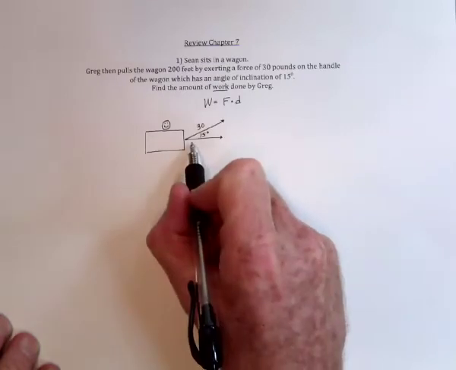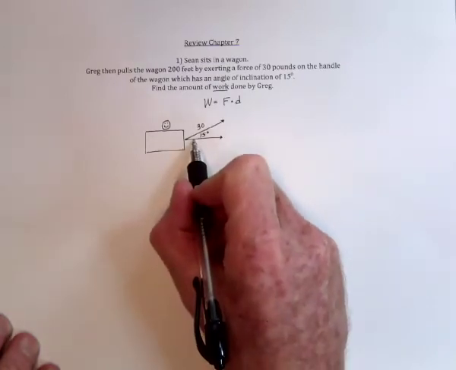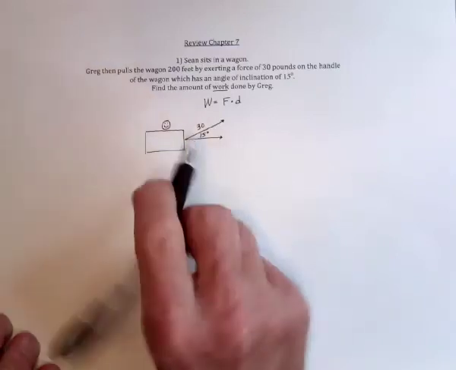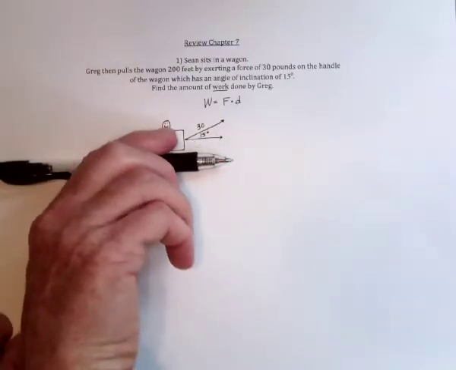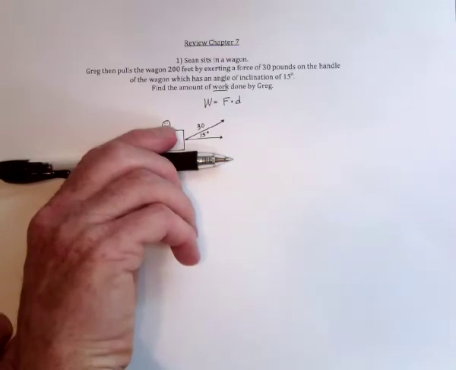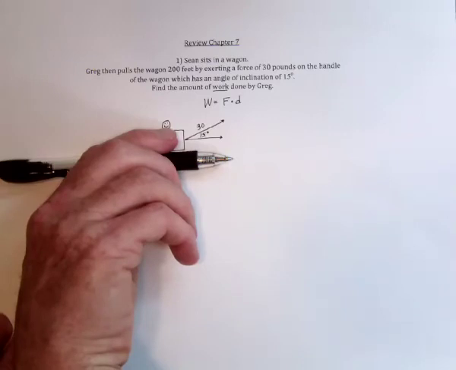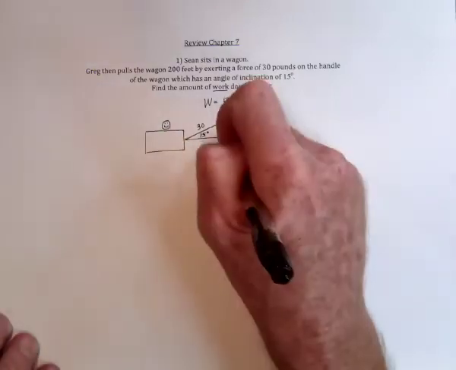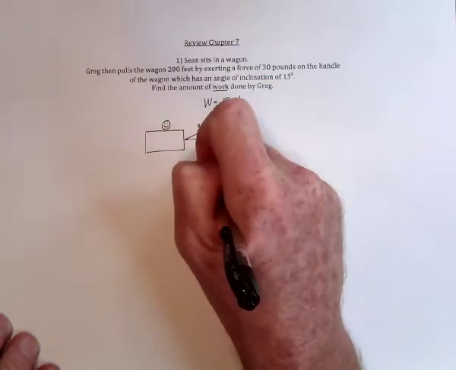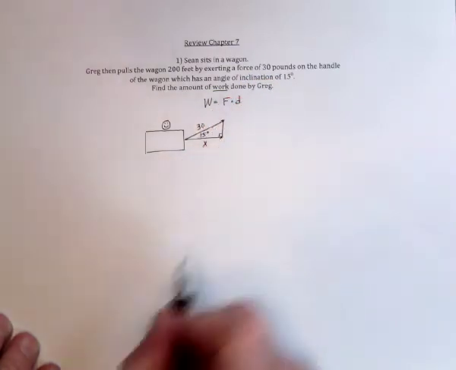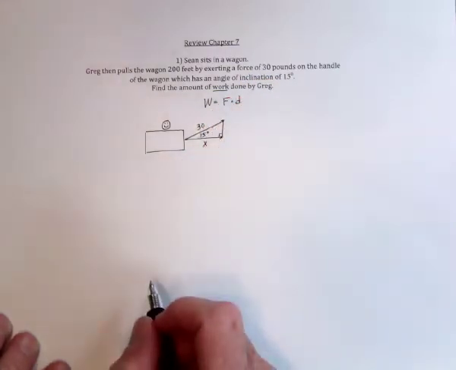Well, the idea is I really don't want to pull this thing up off the ground. I want to pull it that direction. So how much of the force that I'm exerting is actually going into moving it that direction? Or in other words, if we make a little right triangle out of this, how much of that 30 is ending up over here in the x direction?